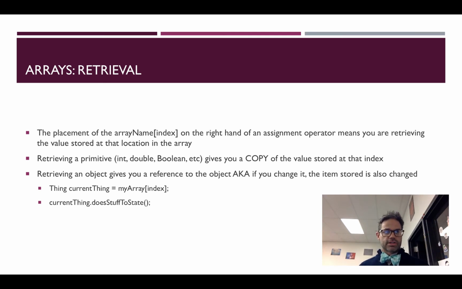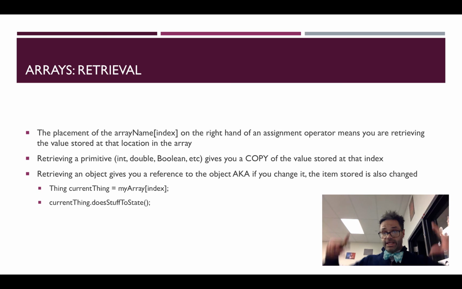So if we're going to use the assignment operator, and it's over here on the right, that means we're retrieving a value from the array, not actually taking it out, and storing it into a variable or using it in something. Again, we can't put anything into a method, so we have to assign it to a variable. But when we're retrieving a primitive, you get a copy of that value.